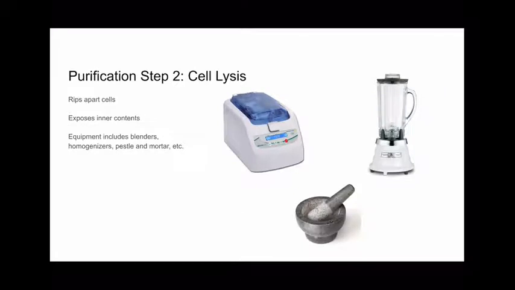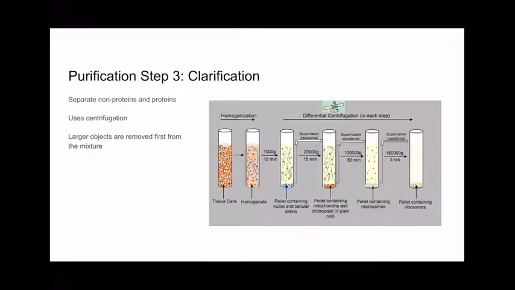The next step is cell lysis, which rips apart cells to release the protein inside of them. This can be done in a variety of ways, including blenders, homogenizers, or even a simple pestle and mortar. Afterwards, the sample undergoes clarification in order to separate different components of the cell. This process is done by centrifugation. Generally, larger objects like organelles will be separated out first, and proteins will be the last to be separated.